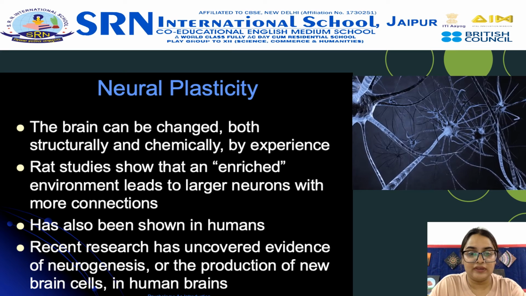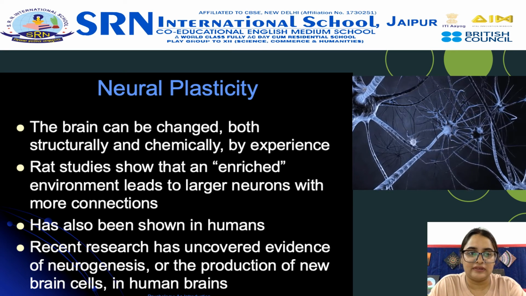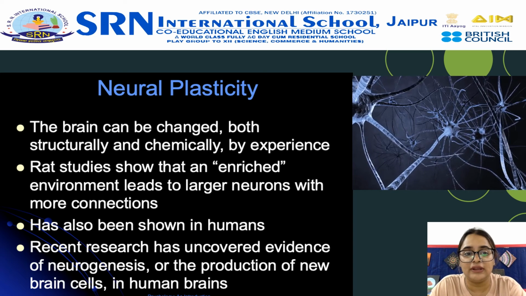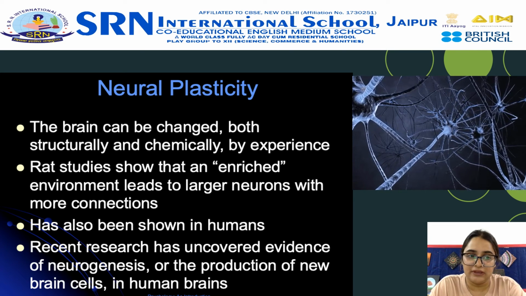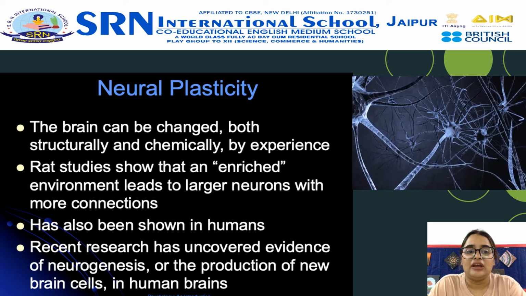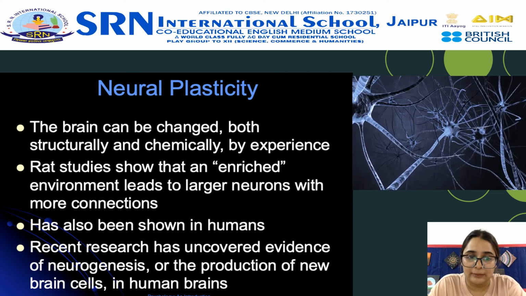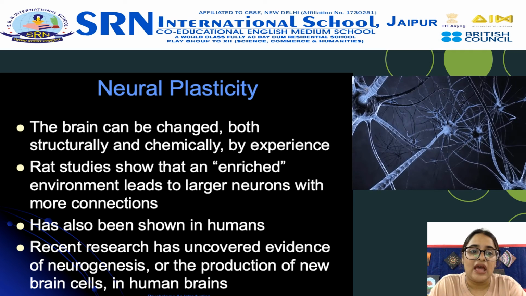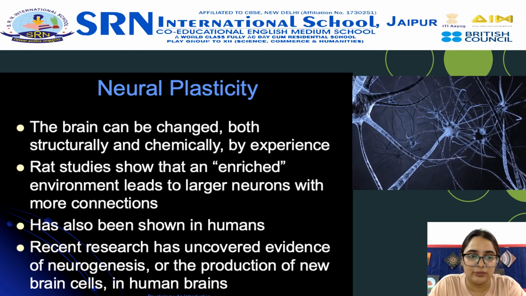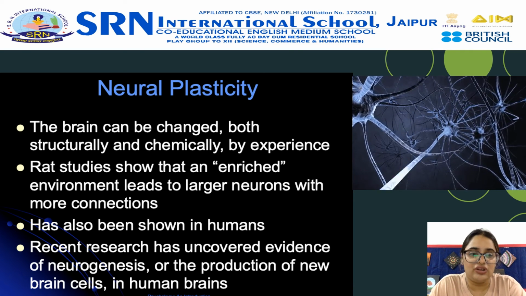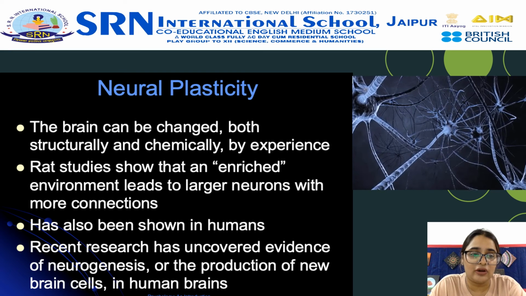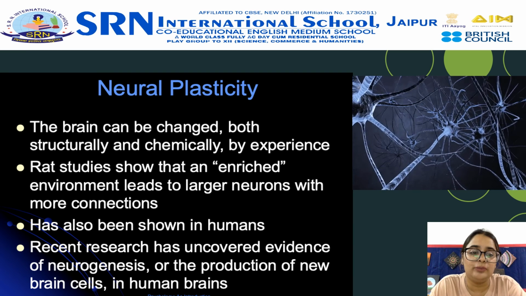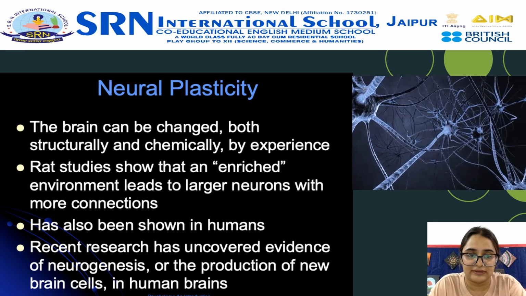Now, there is a concept known as neural plasticity. The brain can change or can be changed both structurally and chemically by experience. Rat studies show that an enriched environment leads to larger neurons with more connections. This has also been shown in humans. Recent research has uncovered evidence of neurogenesis, or the production of new brain cells in human brains.